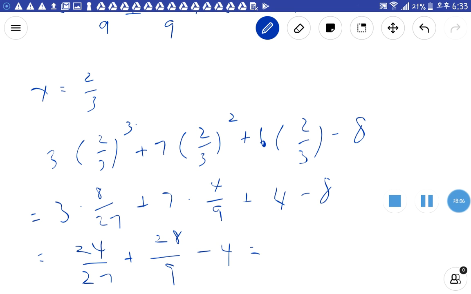This time I can reduce it so that I got 8/9. 28 plus 8 is 36/9 minus 4, which is 4 minus 4, 0. Yay! That's it.